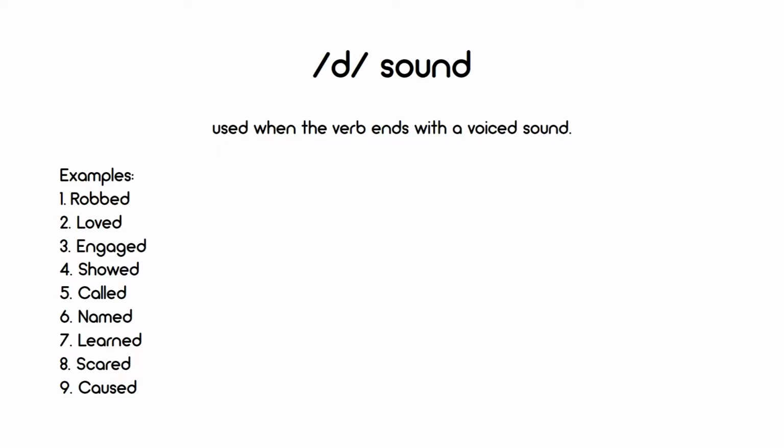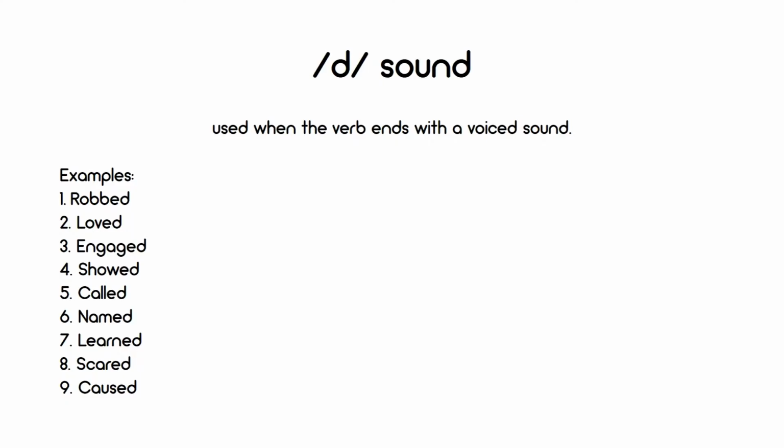And remember that E will serve to make the prior vowel long. It's not engaged, it's engaged. Four, showed. Five, called. Six, named. Seven, learned. Eight, scared. And nine, caused. With caused, we can also use any other S or Z that has that Z sound.